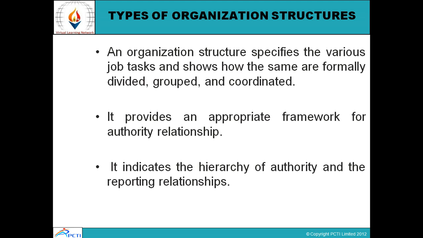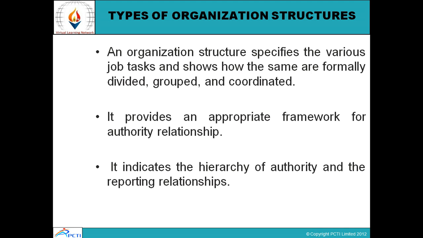Now let us discuss the types of organization structure. An organization structure basically specifies the various job tasks and shows how they are formally divided, grouped, and coordinated. It provides an appropriate framework for authority relationships. एक ऑर्गेनाइजेशन स्ट्रक्चर जो है एक प्रॉपर अथॉरिटी रिलेशनशिप को रिफ्लेक्ट करता है.